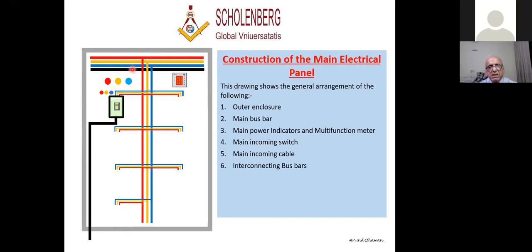Interconnecting bus bars. There you are. Now the main cable has come. It is bringing the main power. You have the switch in your control. You switch this on, and when you switch this on, this will energize this bus bar. And from the bus bar, we interconnect whatever we want to interconnect. There you are.